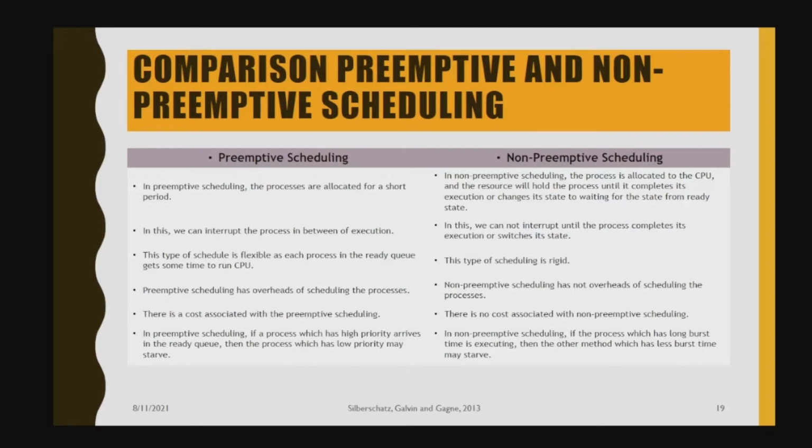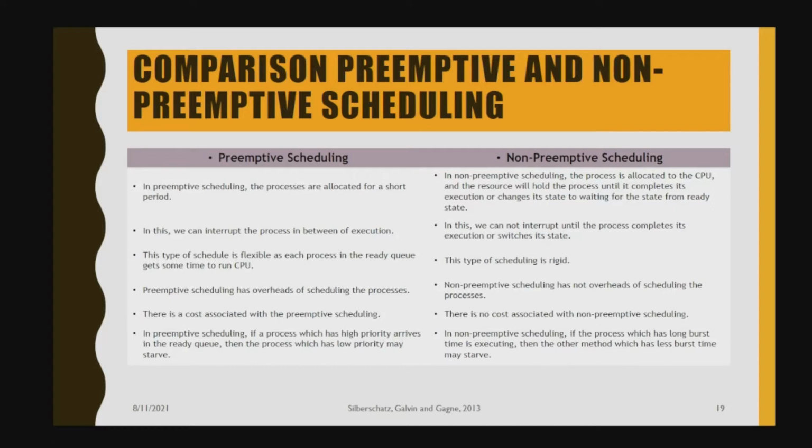Here is the comparison between preemptive and non-preemptive scheduling. Look at preemptive scheduling first. In preemptive scheduling, the processes are allocated for a short period. In non-preemptive scheduling, the process is allocated to the CPU and holds the resource until it completes its execution or changes its state from running to waiting. If you meet a question that asks about comparison or differences, make sure you put it in the right way. If we talk about how the processes are allocated, the keyword is allocated. In preemptive, this is for a short period, while in non-preemptive the process is already in the CPU and we need to hold.